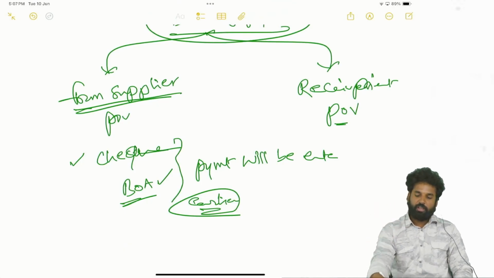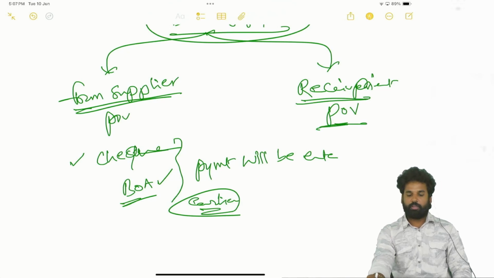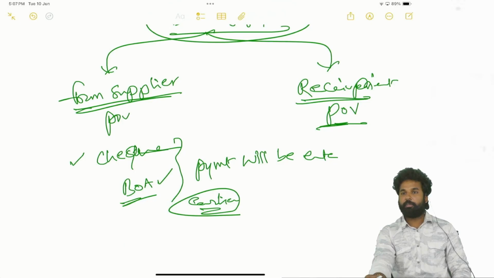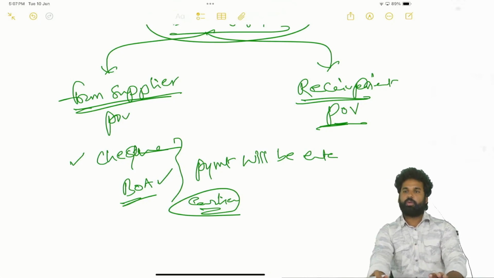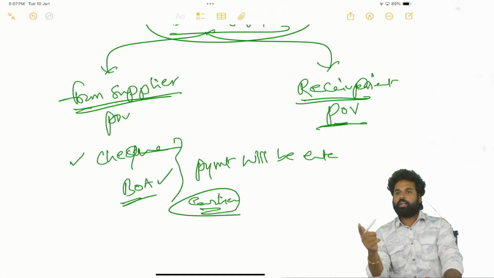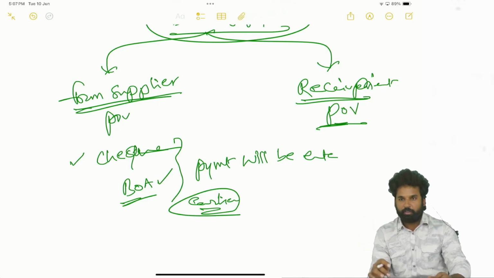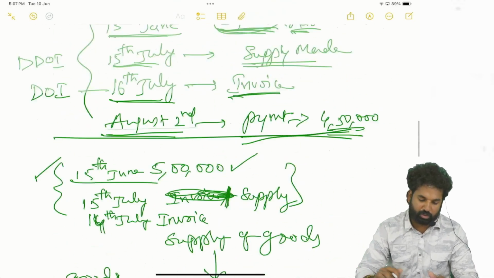Likewise, from the point of view of the recipient, date of entry in the books of accounts or date of debit or credit. With respect to the supplier, it is credit, that means we are receiving the amount. With respect to the recipient, it is debit because he is paying the amount. So date of entry in the books of accounts or date of debit in the bank account, whichever is earlier, will be the date of payment. So that is the explanation here.